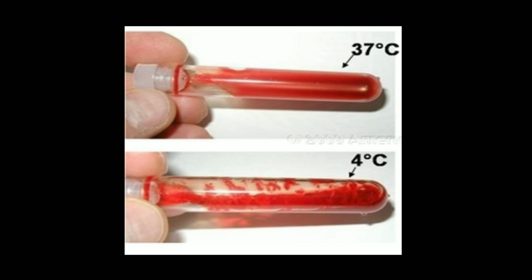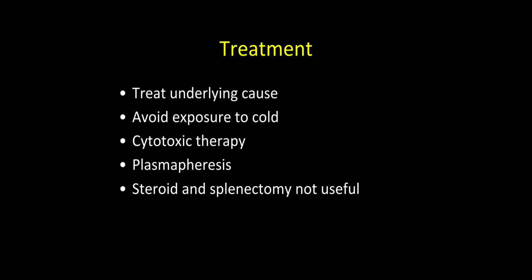And even if you collect blood of the patient at 4 degrees Celsius, that is, if you keep the sample in the fridge, it will be clotted. Whereas at 37 degrees Celsius, if you are heating it to 37 degrees, it will be loose normal blood. Whereas at 4 degrees, it is getting agglutinated. It will not be like that in a normal person. Okay. And again, here also treat the underlying cause, avoid exposure to cold, and you can remove the excess antibodies by plasmapheresis.